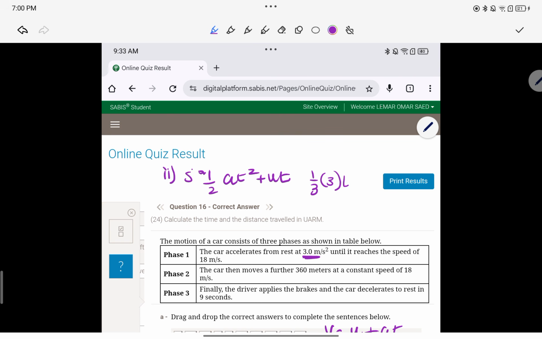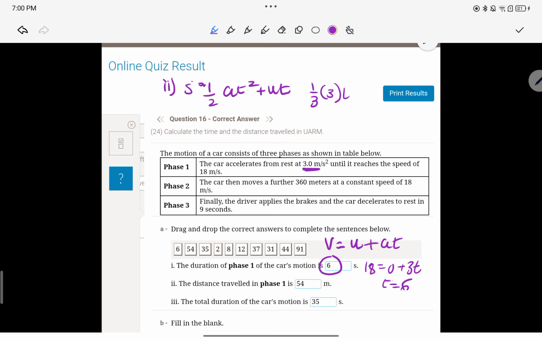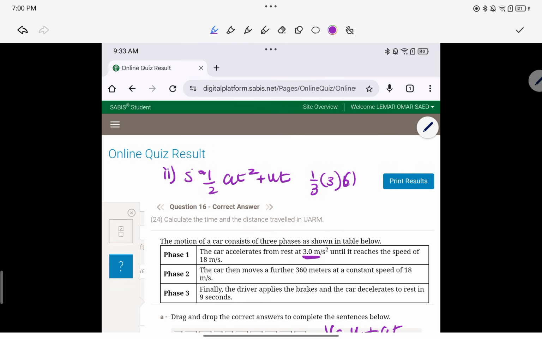We don't know the time, we're trying to find it. No, Bella, we know the time, sorry. It's 6, we already found the time. So 6 squared plus 0 times 6, because we started from rest, so u is equal to 0. So your answer will be 54.